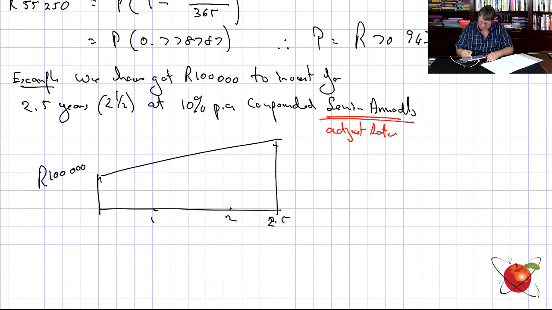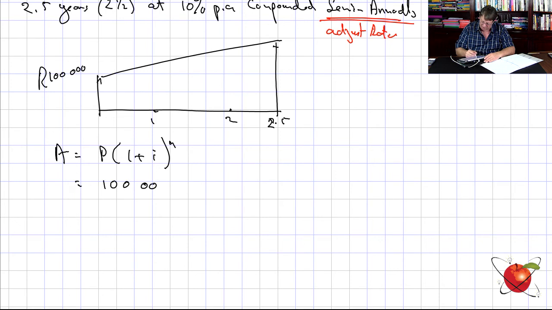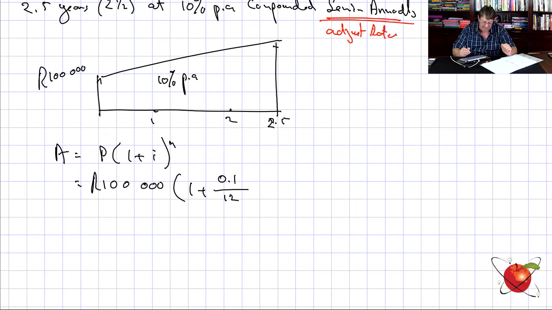Here we go. So I say amount is equal to P, 1 plus I, to the power of N. There's our base formula. Let's now stick in the numbers that we've got. Well, we know that the principal is 100,000, 1 plus what we know, we have to adjust the rate, which is going to be 10% per annum. So it's going to be 0.1 divided by, and it is every, semi-annually.